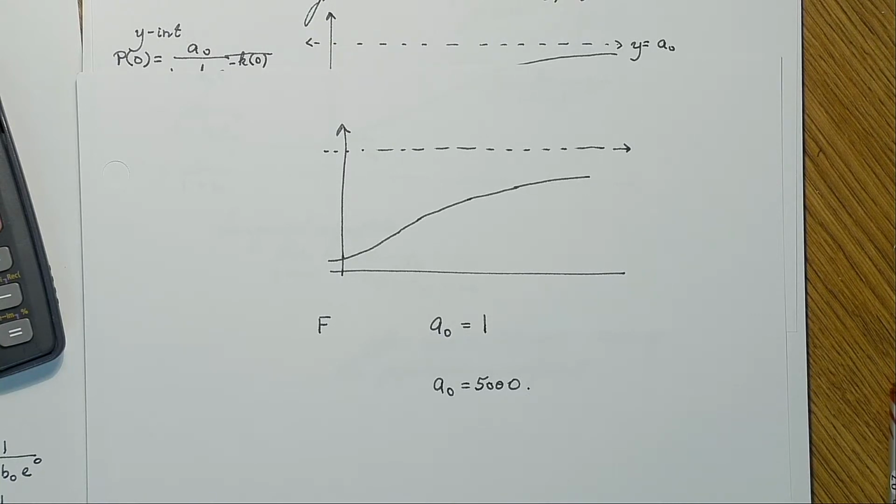I hope that answers that question. Yes, so the answer is no. A naught is a constant. It can be any number.